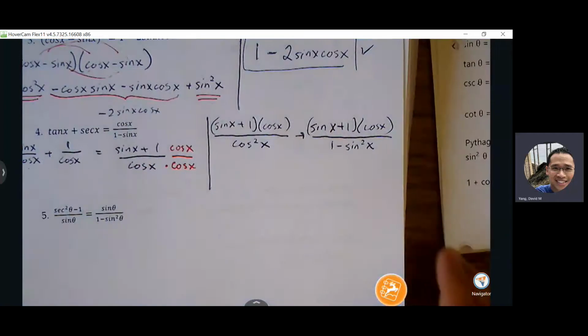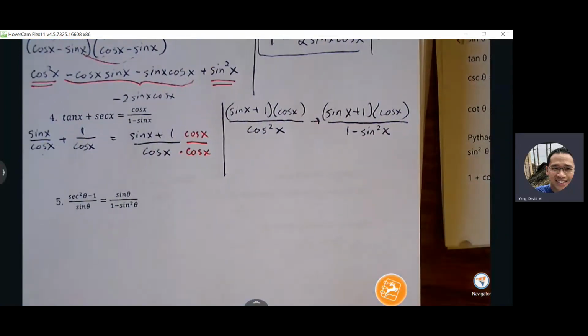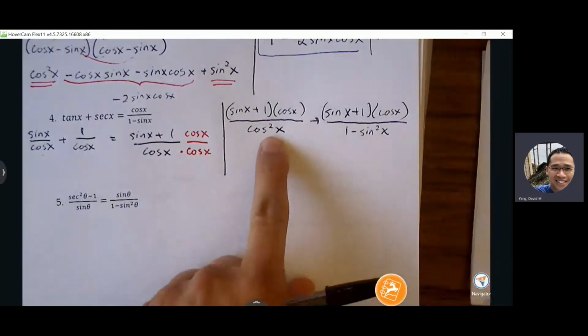Okay, I don't want to lose anybody, so any questions? We see every step along the way. Yeah, question. Cosine 2x. Oh, how'd I get there?